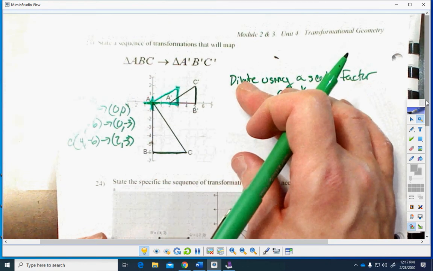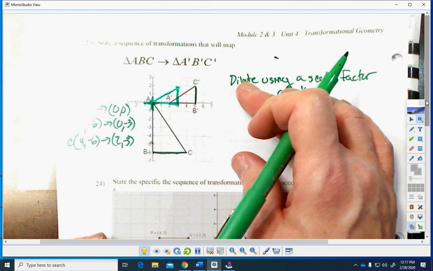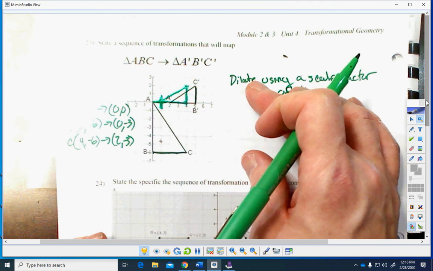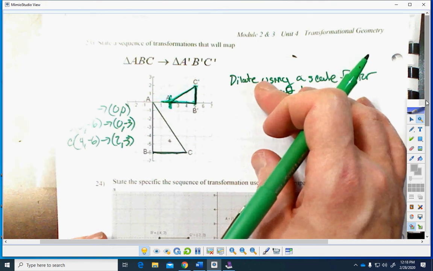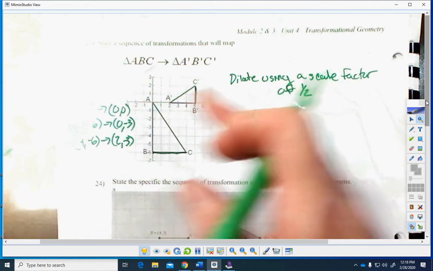So looks like all I have to do is slide it over. Sliding is a translation. If I translate it 1, 2 units to the right, now I'm done. So I rotated 90 degrees and then translated 2 units right.